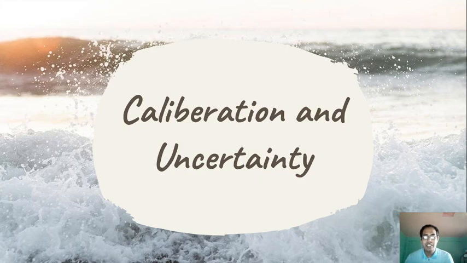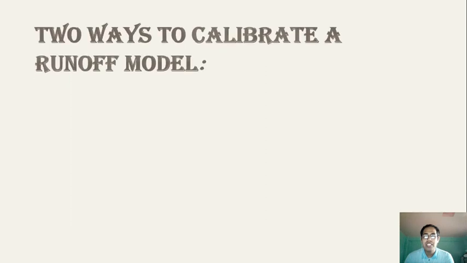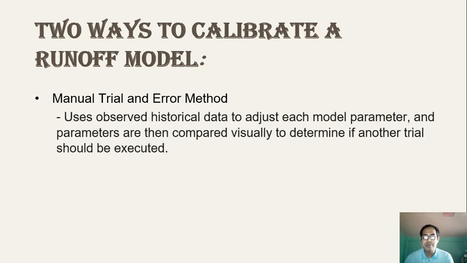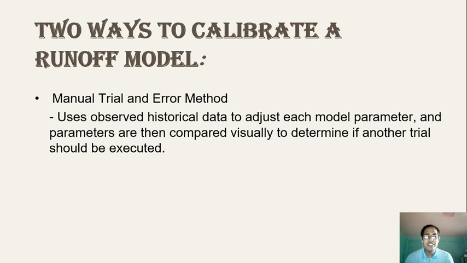Next is the calibration and uncertainty. For runoff models, to efficiently simulate runoff in a catchment, calibration to the specific catchment is required. Calibrated parameters are adjusted to fit observed data for better output. So there are two ways to calibrate a runoff model. First is the manual trial and error method. It uses observed historical data to adjust each model parameter, and results are then compared visually to determine if another trial should be executed.